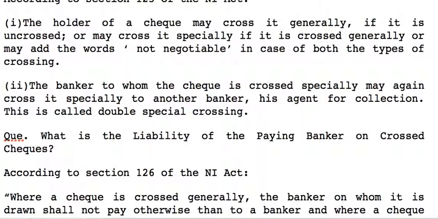Suppose a check is crossed specially to State Bank of India. State Bank of India may cross that check to another bank also, or his agent for collection. I told you earlier also that a banker in whose name a check is crossed specially can appoint another banker as its collection agent also, or it can cross specially to another banker also. And this is called double special crossing. So it can be done.